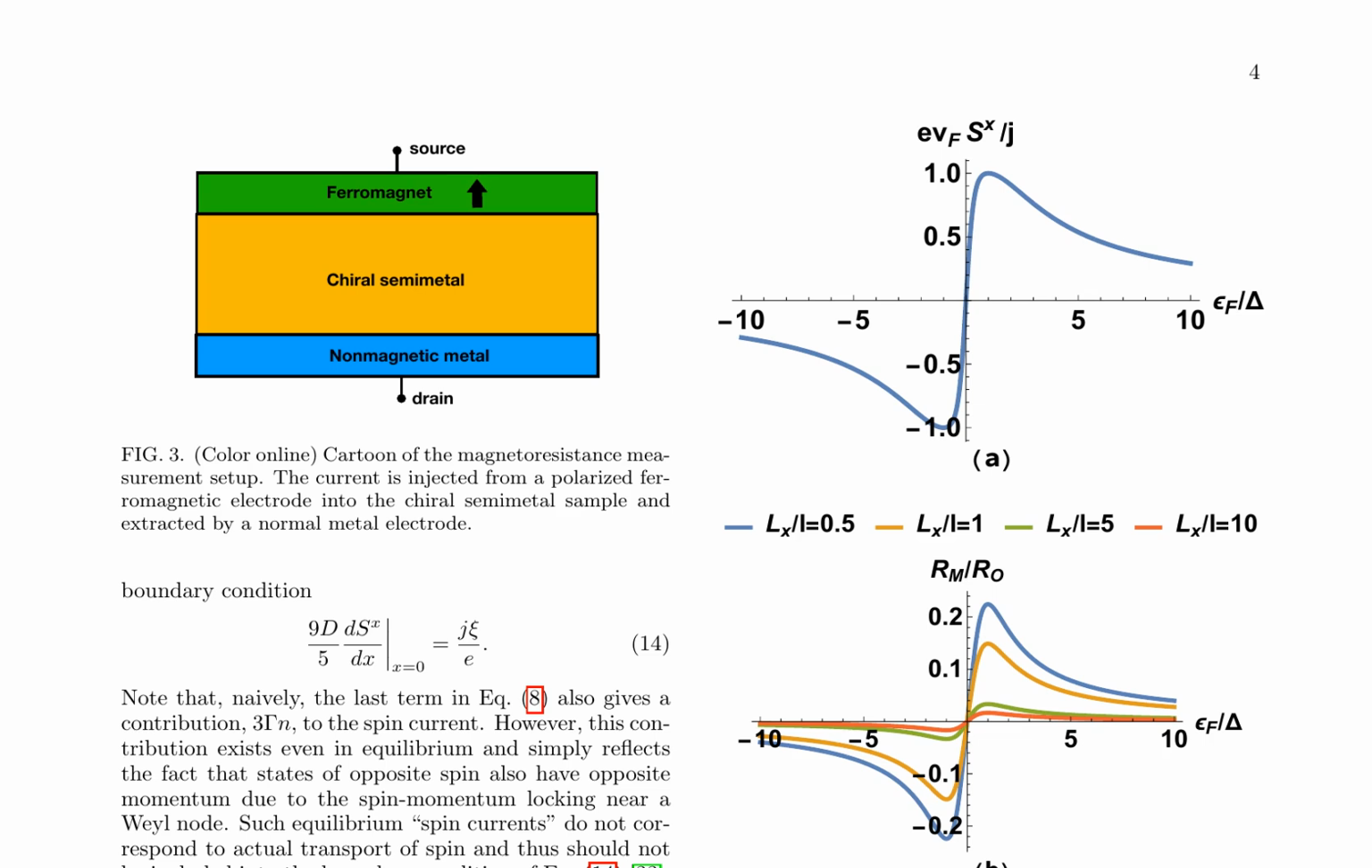Magnetoresistance measurement setup is illustrated in Figure 3, where current is injected from a polarized ferromagnetic electrode into a chiral semimetal sample and extracted by a normal metal electrode.